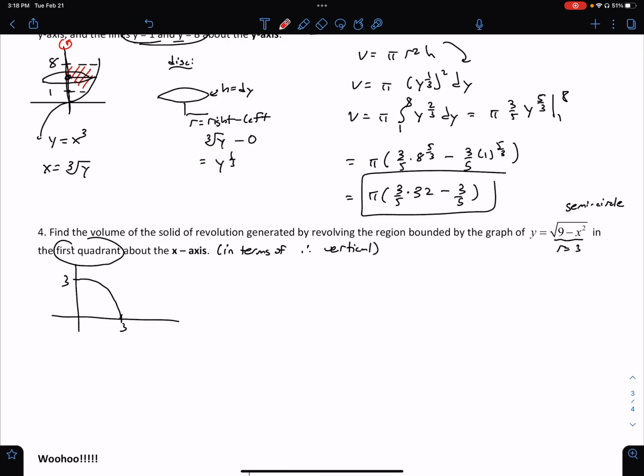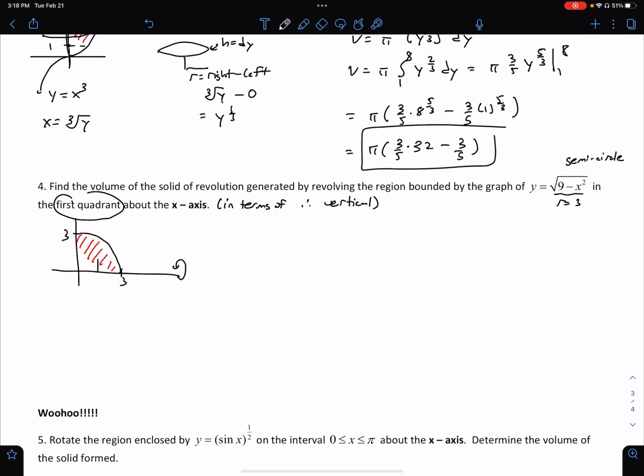So we're looking at our region underneath here, and when we revolve it about the x-axis, I have to draw my rectangle in the shaded region here. There's my rectangle of math. That rectangle of math is what gets revolved around the x-axis as well. And if you notice, we're going to form a disk, a vertical disk right here. That's what I'm looking at.